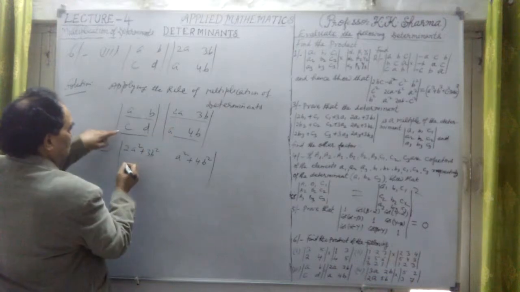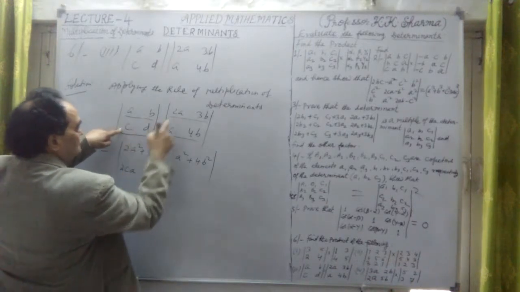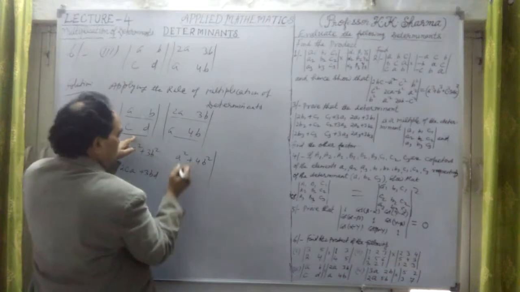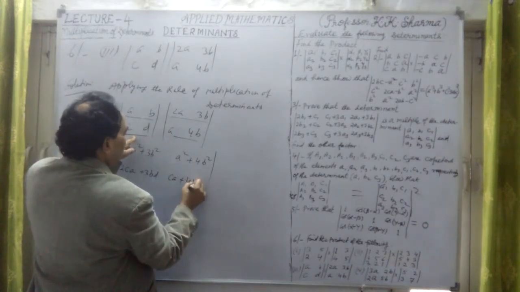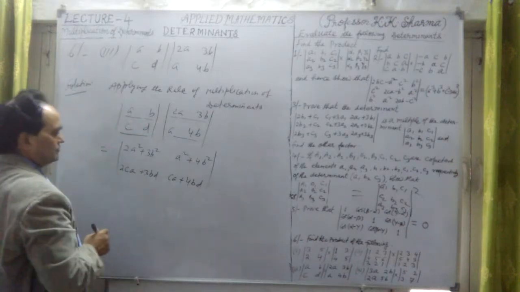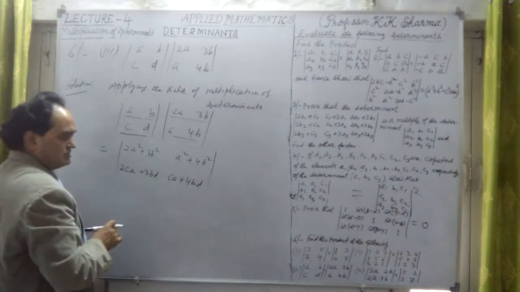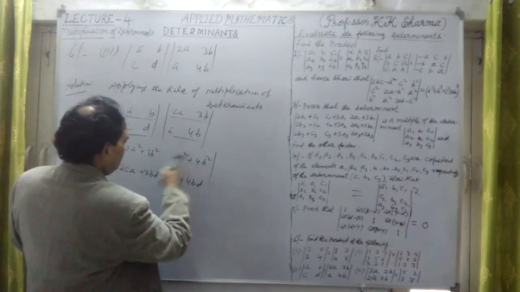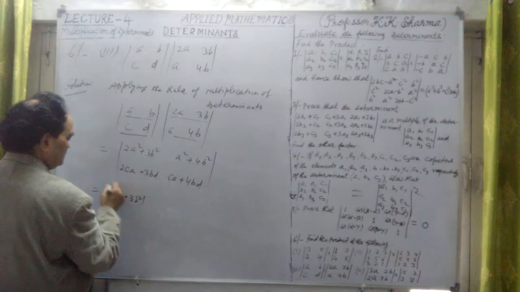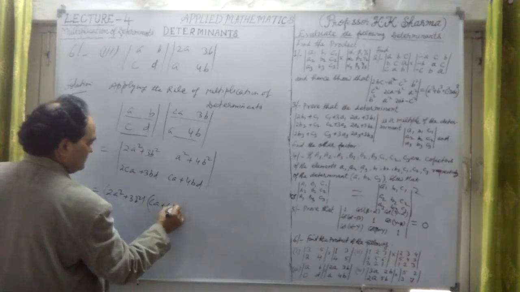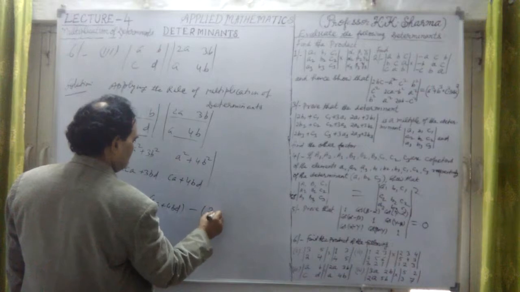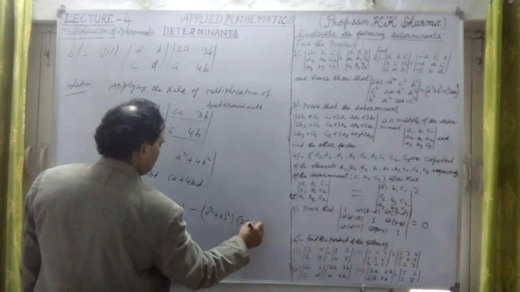Now second row multiplied by first row: this is C into 2A, twice CA, D into 3B plus 3BD. Now second row CD multiplied by second row: CA plus 4BD. This is the final element. You can multiply them, and it can be obtained by solving this. Multiply the diagonal elements minus the non-diagonal element multiplication: twice A square plus 3B square into CA plus 4BD, minus A square plus 4B square into twice CA plus 3BD.